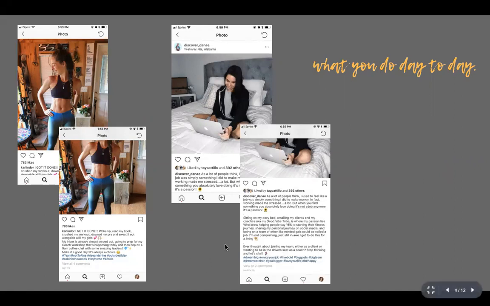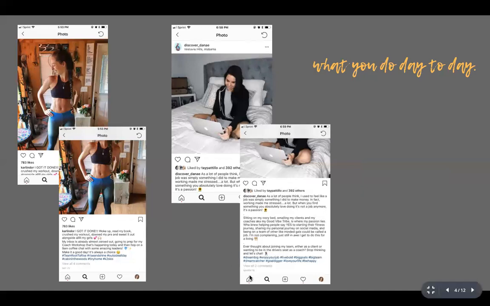And then if you look at Danae's, she says, as a lot of people think, I used to feel like a job was simply something I did to make money. In fact, working made me stressed a lot. But when you find something you absolutely love, doing it is not a job anymore, it's a passion. Sitting on my cozy bed, emailing my clients and my coaches, aka my good vibe tribe, is where my passion lies. Who knew helping people say yes to starting their fitness journey, sharing my personal journey on social media, and being on a team of other like-minded gals could be called a job? I'm not complaining, just still, and I get to do this for a living.